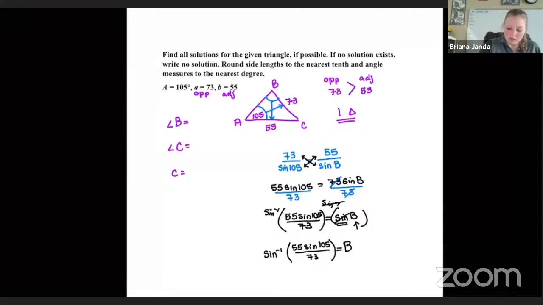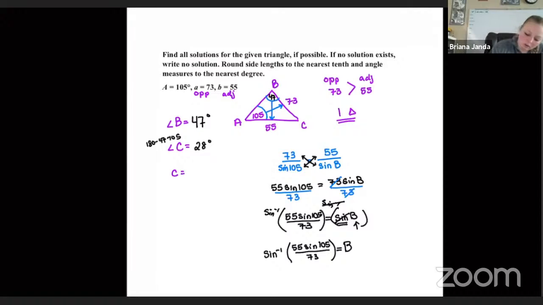Okay, so what did we get there? 47 degrees. And again, reminder that that means we now just found 2 out of the 3 angles in that triangle. So to find angle C, we're going to take 180 minus 47 minus 105 to find our third angle always. And that comes out to 28 degrees.